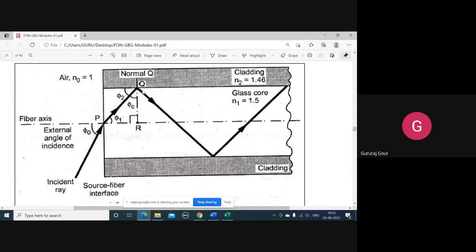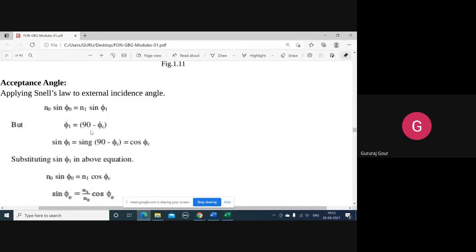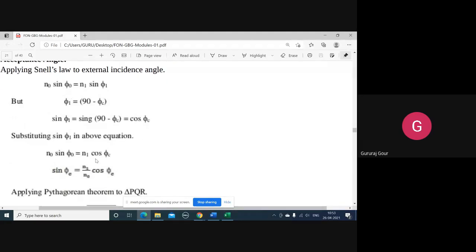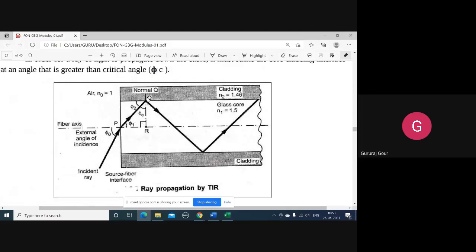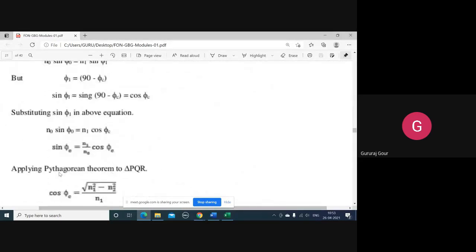Okay, phi1 from this triangle PQR will become equal to 90 minus phi c. So sin phi1, we will take sin of 90 minus phi c, that will become cos phi c. You can substitute this back here: n0 sin phi0 equal to n1 cos phi c. So sin phi1 is converted to cos phi c by applying the analogy from this triangle PQR. Now, the Pythagorean theorem to triangle PQR.